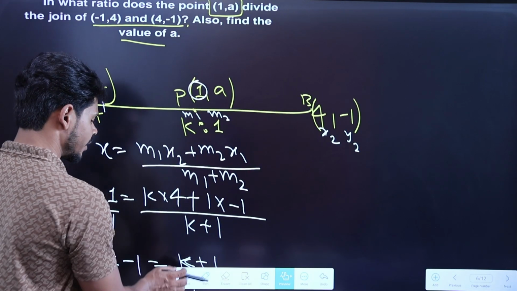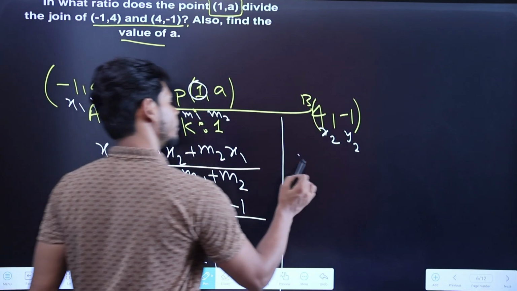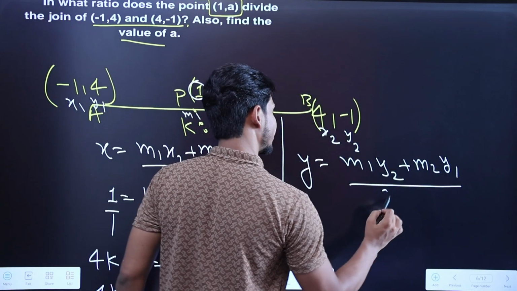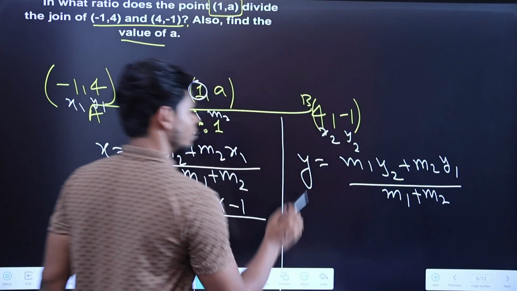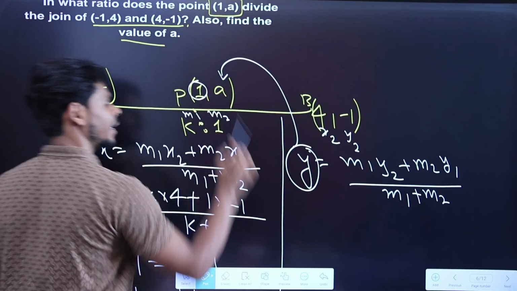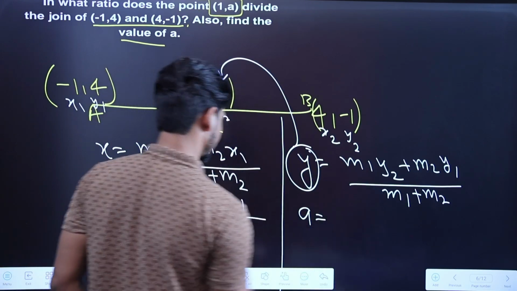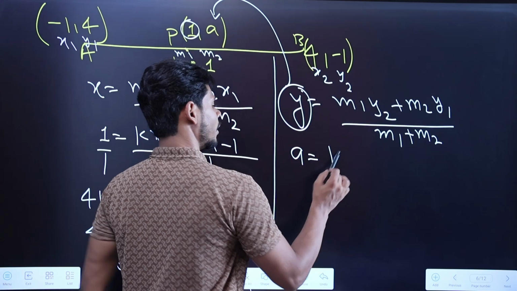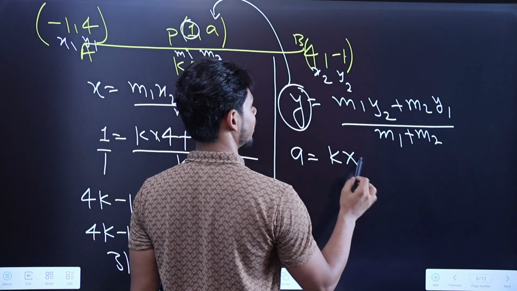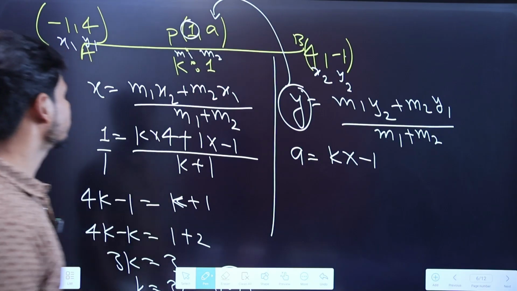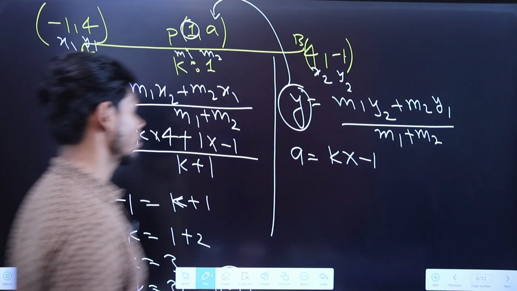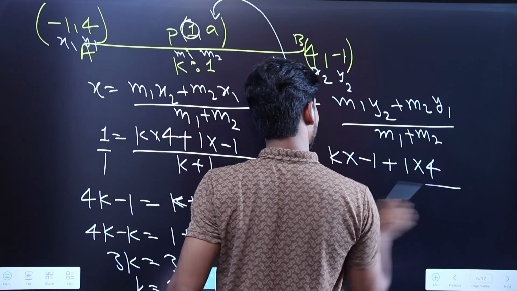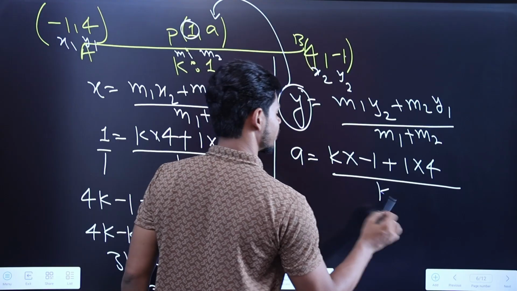Right now I am going to again write the formula for y. So y is equal to m1 y2 plus m2 y1 whole divided by m1 plus m2. So this is your y, which is nothing but a, right? Okay, fine. Now let's substitute the values. So m1 is k into y2 is minus 1, then plus m2 is 1 and y1 is 4, whole divided by m1 plus m2, which is nothing but k plus 1.